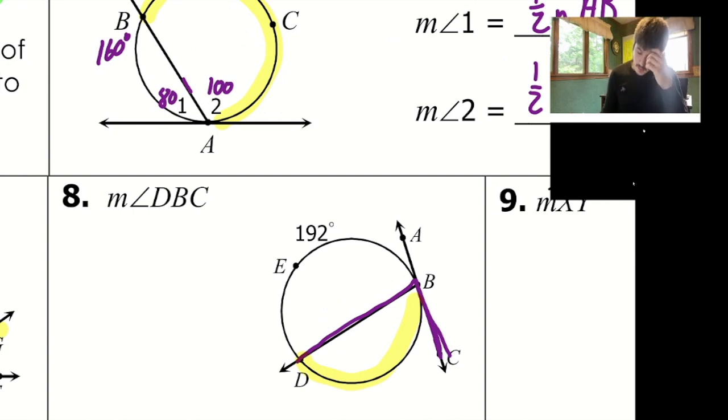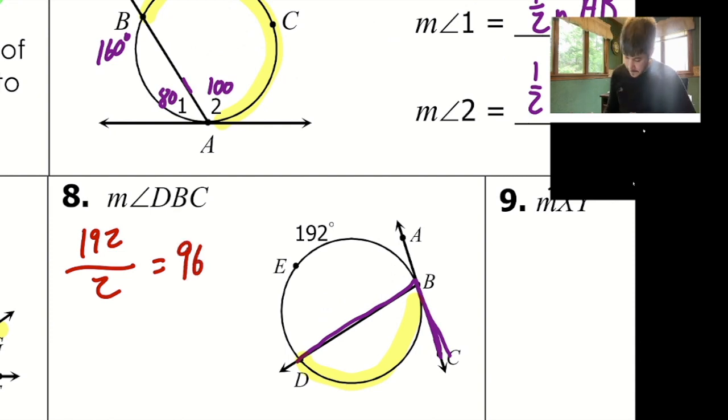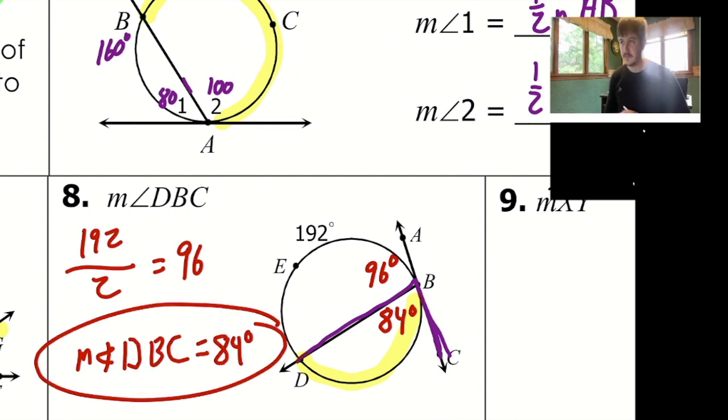I'm going to take 192. I'm going to divide it by 2, and then that's going to be 96. That's this angle right here. That's not the answer, because I do want angle DBC. So we just got to take the linear pair of that, which would be 84 degrees. So the measure of angle DBC equals 84 degrees.